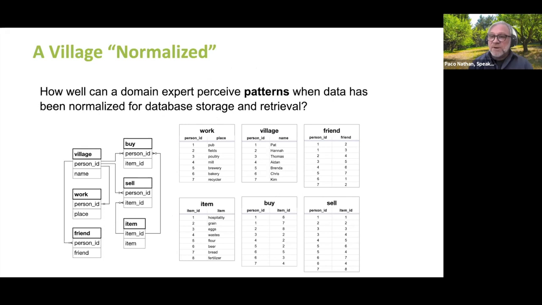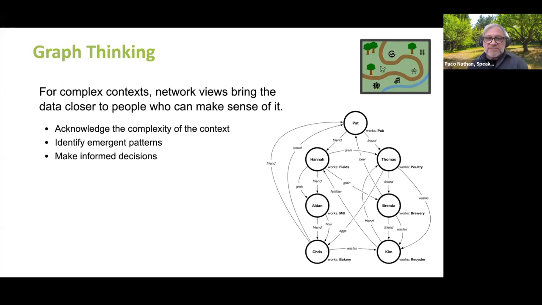But when you have a complex context, these kinds of network views instead are a way of bringing the data closer to people who can really make sense of it, especially the people who have the domain expertise. They tend to have a more intuitive grasp of these kinds of network views. And that acknowledges a few things.